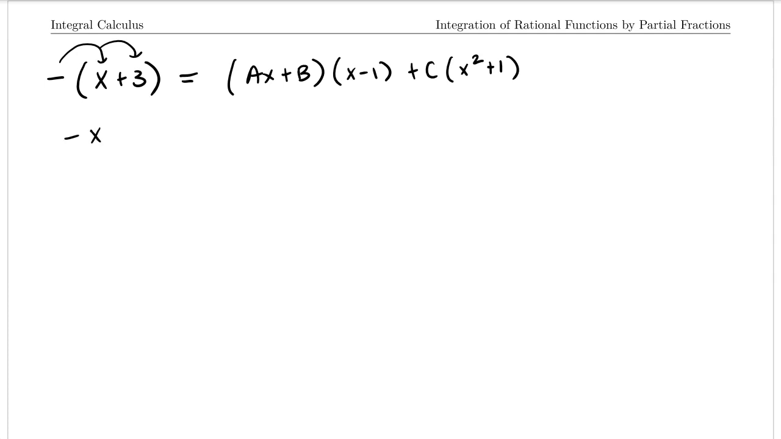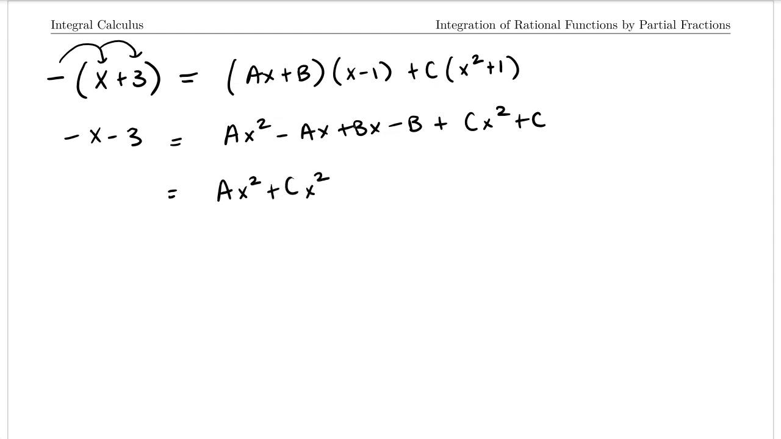I'm going to distribute this negative sign here, and then I can FOIL, so I get ax squared minus ax plus bx minus b plus cx squared plus c. Let's go ahead and rearrange our terms. So I have ax squared plus cx squared plus, I guess it's minus ax plus bx, and then minus b plus c. Now let's factor out any of the x terms.